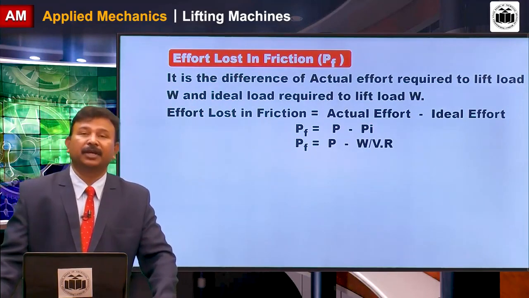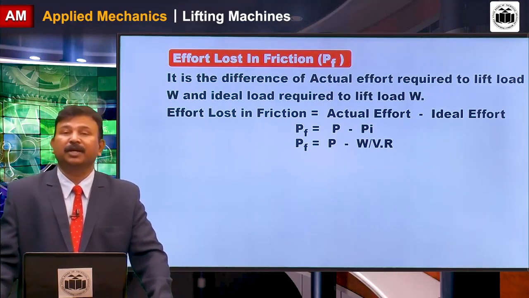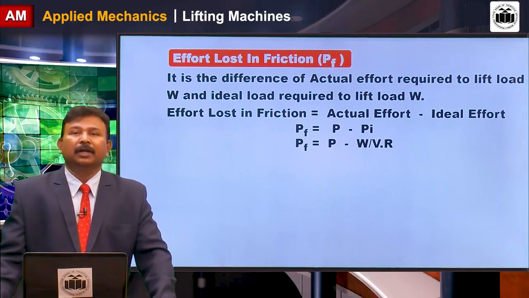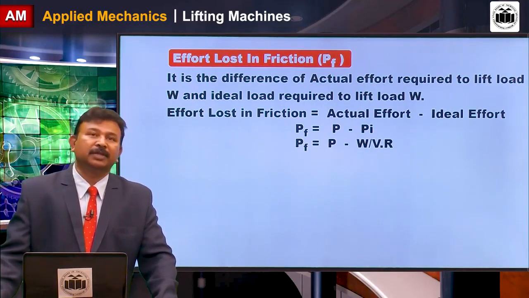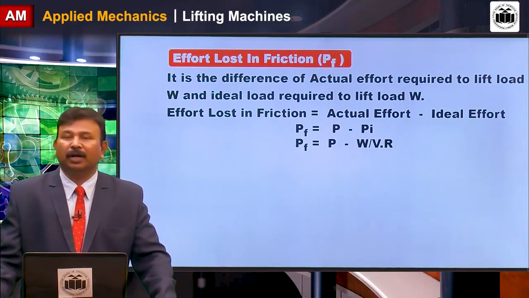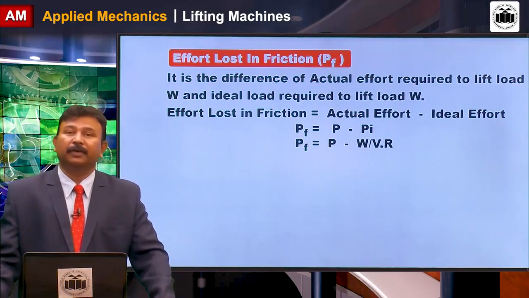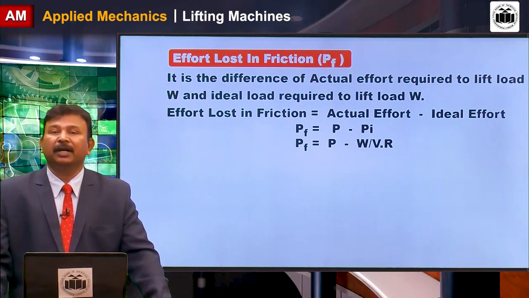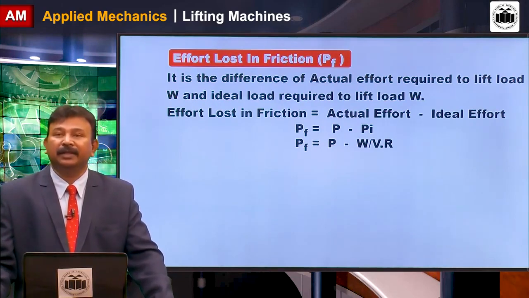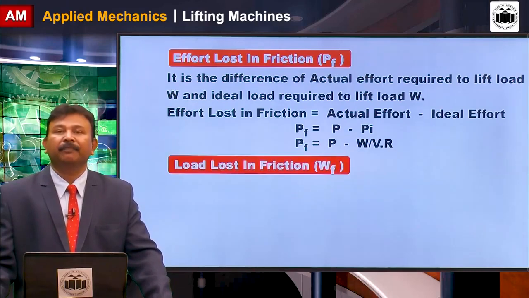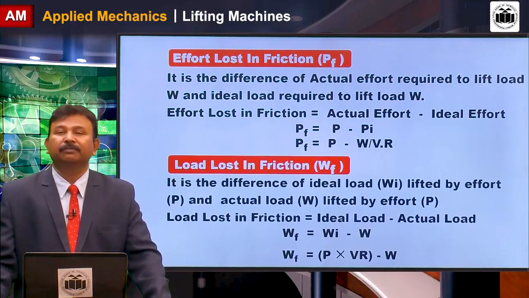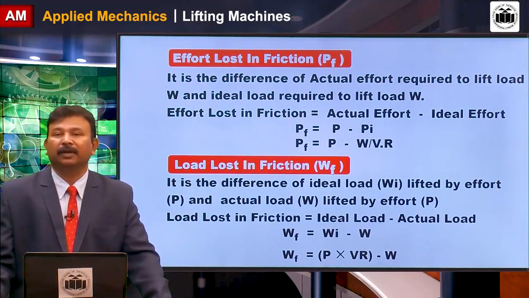Effort lost in friction is one of the important parameters. We know effort is utilized for two purposes. One is for doing actual work and the other is to overcome the friction. So here effort lost in friction can be calculated like this: actual effort minus ideal effort. Load lost in friction is simply the difference of ideal load lifted minus actual load lifted.